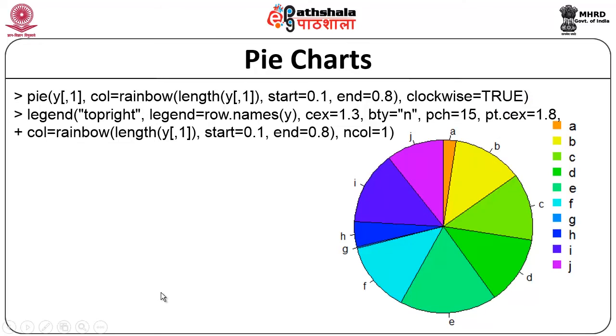We can also generate a pie chart using the method called pie. The pie chart is generated for a variable. So, the first argument that is going to be passed to the pie function is the variable for which you are going to draw the pie chart. So, here it is the y1 variable.